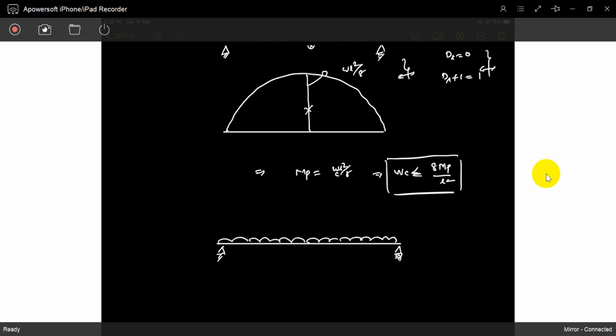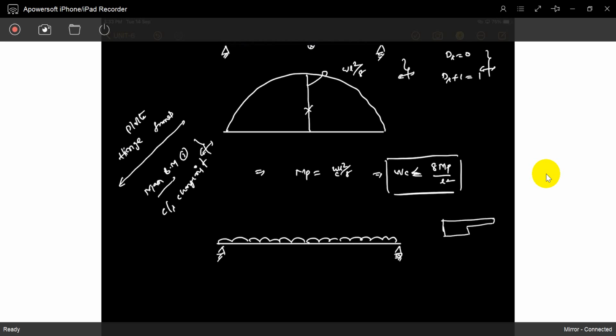Where is the hinge formed? The plastic hinge is formed at the maximum bending moment location. You have to remember this first. Second is cross section changing. If the cross section is changing in between the beam, there is also a chance to form a plastic hinge at that location. Maybe if this is the center point, but somewhere at L by 4 the section is changing, in this location also chances are there.